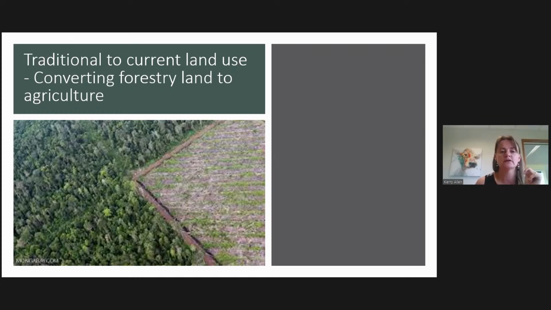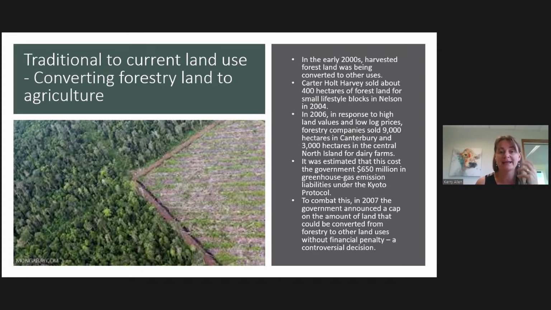The market dropped out of it in the beginning of the 2000s, and therefore it wasn't as profitable as it had been before. So companies like Carter Holt Harvey started to change and convert that land back into dairying, because dairying was making a lot of money. So the influence was economic, and that is why there was that change. So a lot of land got converted back into normal agriculture and to dairying in particular. Okay, it did come with some issues because we had to pay our greenhouse gas emission liabilities, which was under the Kyoto Protocol.